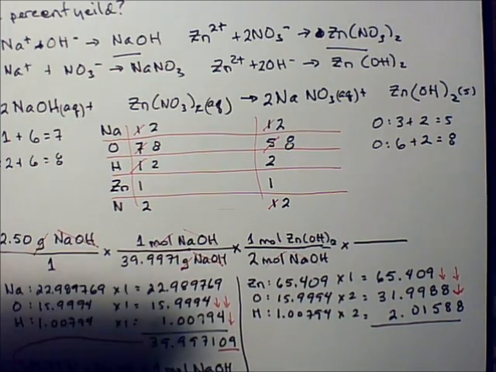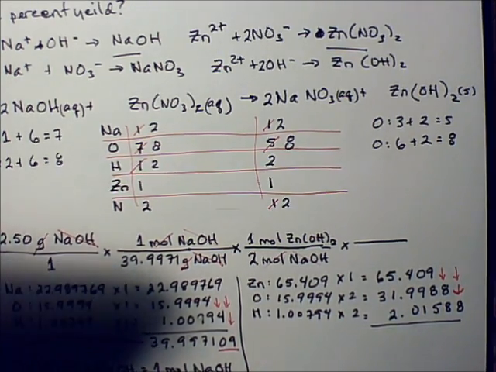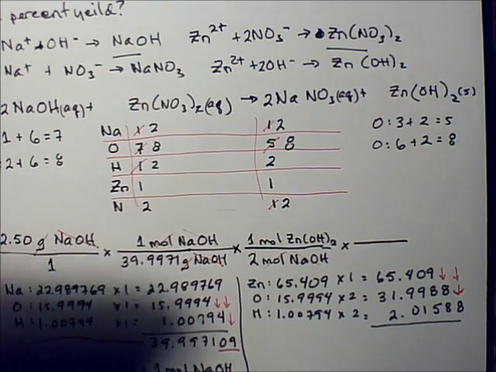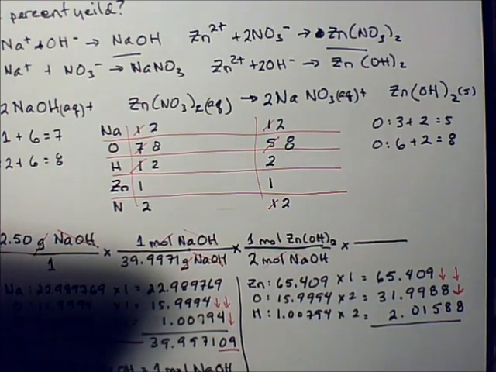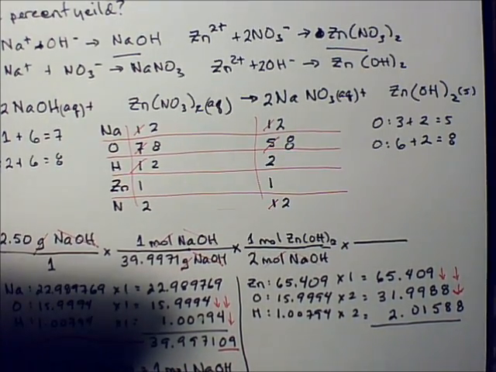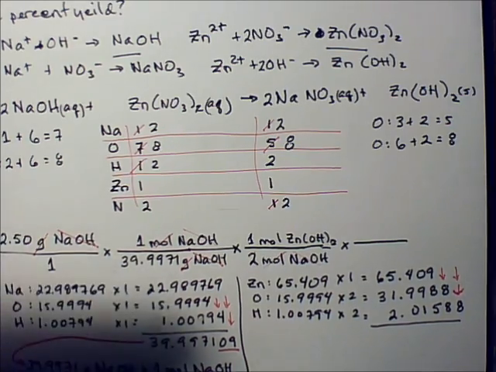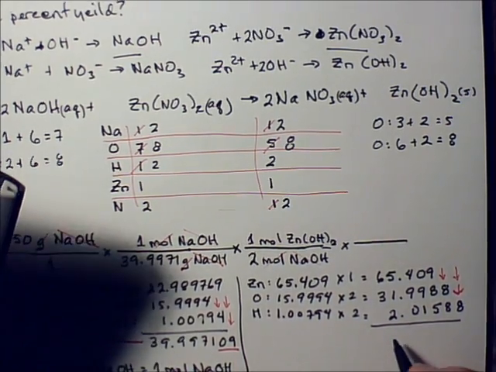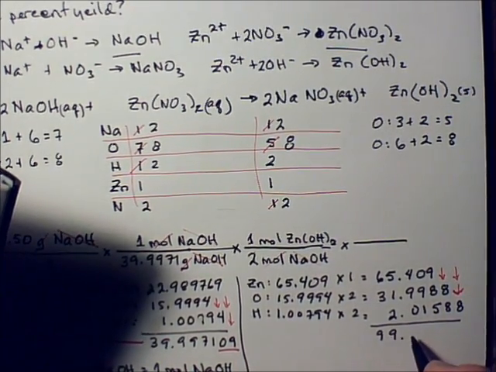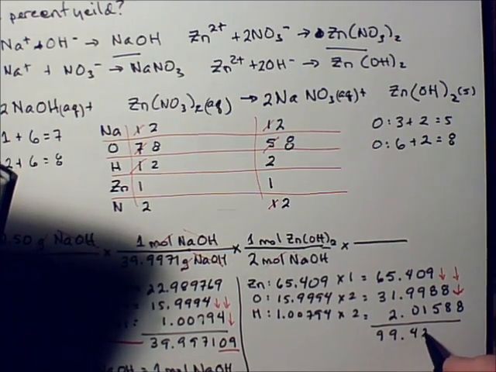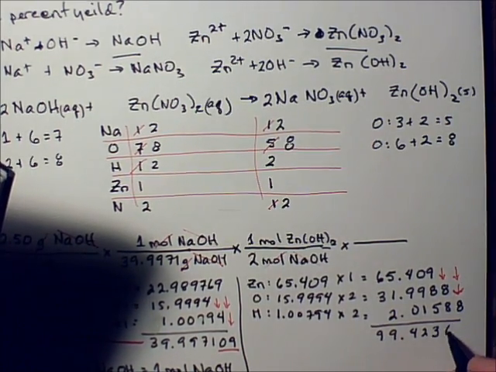65.409 plus 31.9988 plus 2.01 plus 588 equals 99.42368.